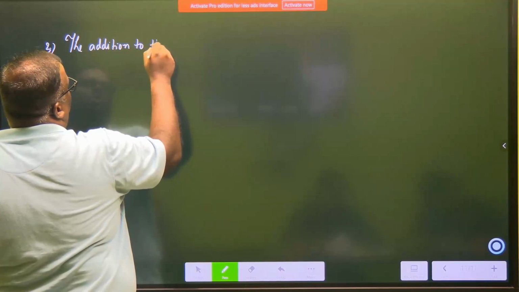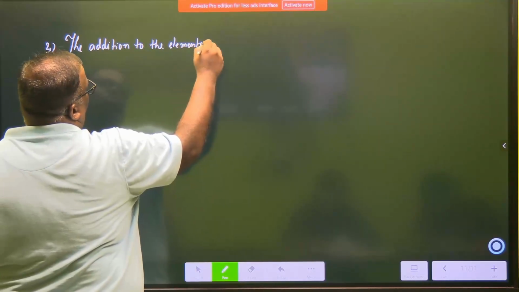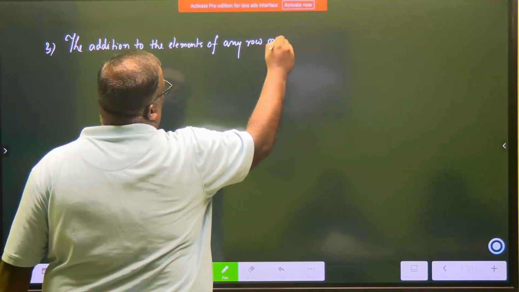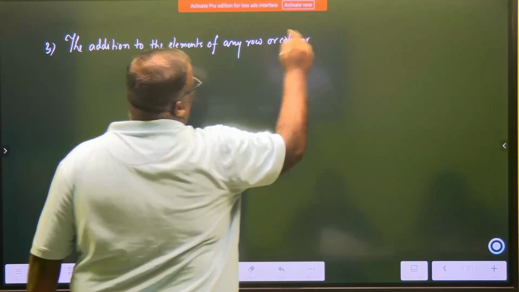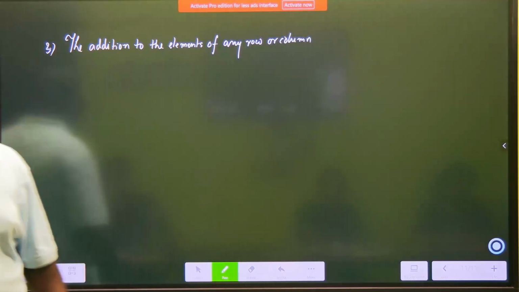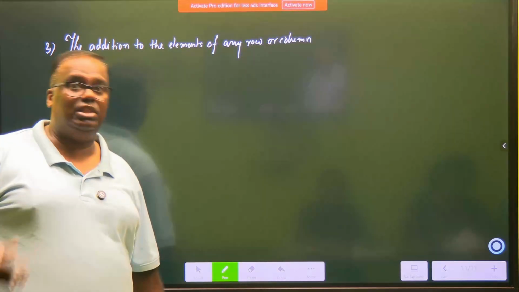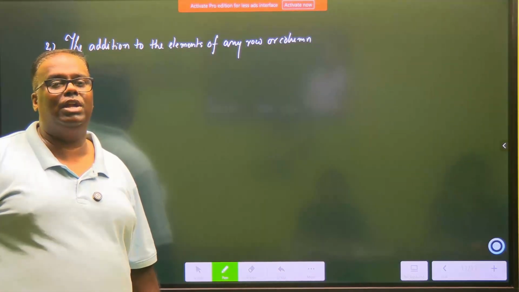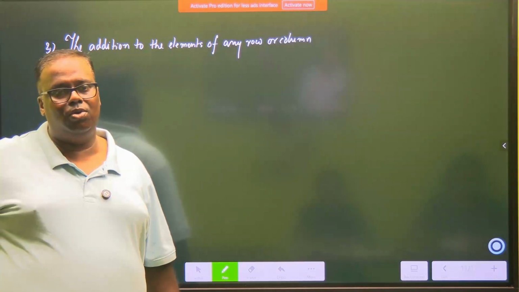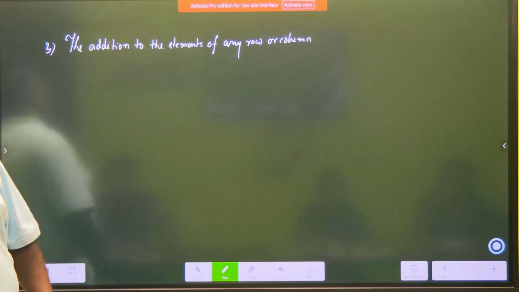So we write the addition to the elements of any row or column. Okay children, just see, stick to this much. The addition to the elements of any row or column. Pick any row of your choice. That row will have some elements. With those elements, we are going to do some sort of addition. What addition? The elements of another row after they have been multiplied by some non-zero entity.